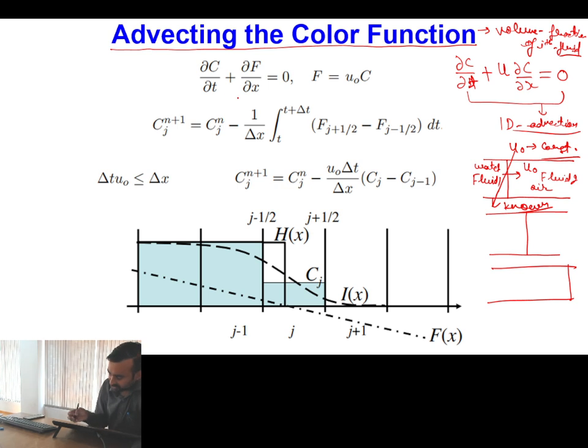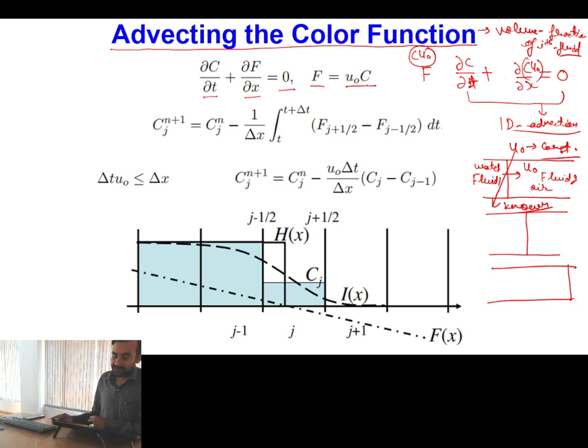So if I assume that my u is constant and equal to u naught, then easily I can put this u naught value inside the derivative term. Is this one clear? If I put it inside the derivative term, my u naught will be going here. Now the product of c and u naught I am calling f. So that's why the advection equation of the color function is written as del c by del t plus del f by del x is equal to 0, where f is equal to u naught into c. All are clear with this point?